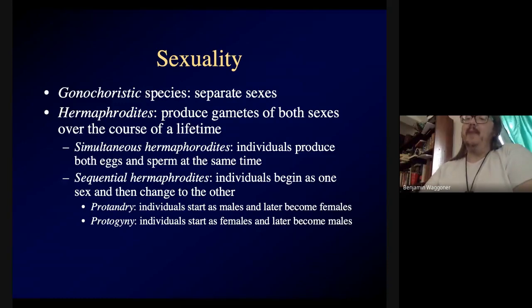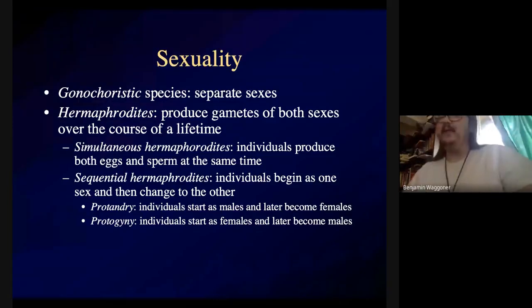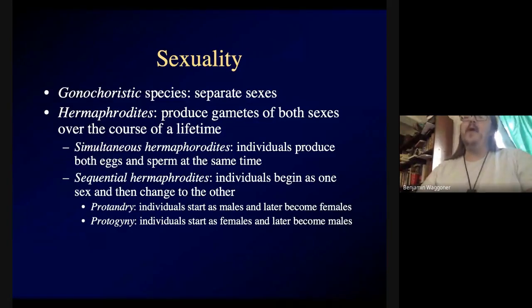And there are 2 forms that can take, protandry and protogyny. Individuals start as males and then become females, that's protandry, or individuals starting as females and later becoming males, that's protogyny. And you get all of these. You especially seem to get these strategies in fish a lot. There's a surprising number of fish that are, in fact, hermaphroditic.